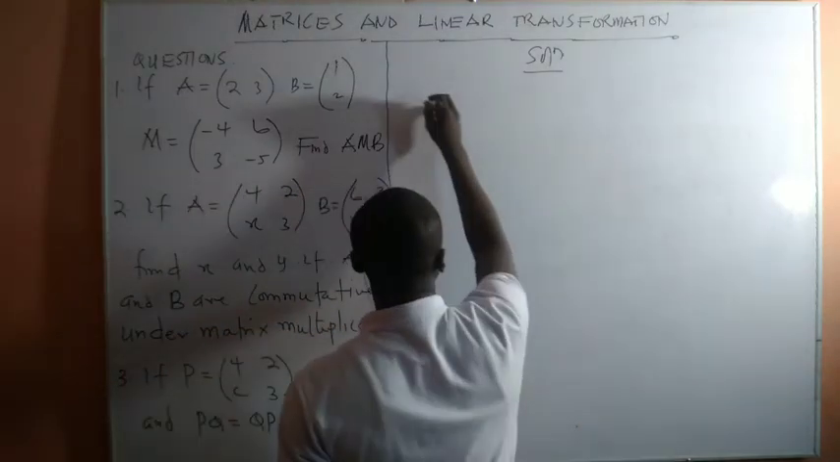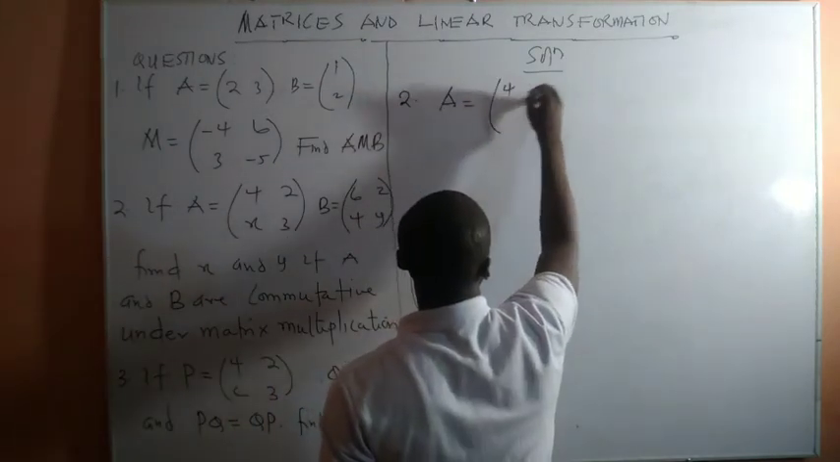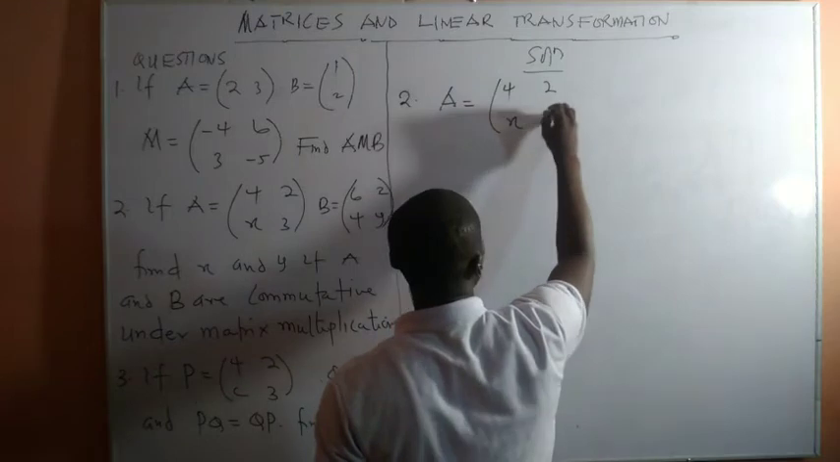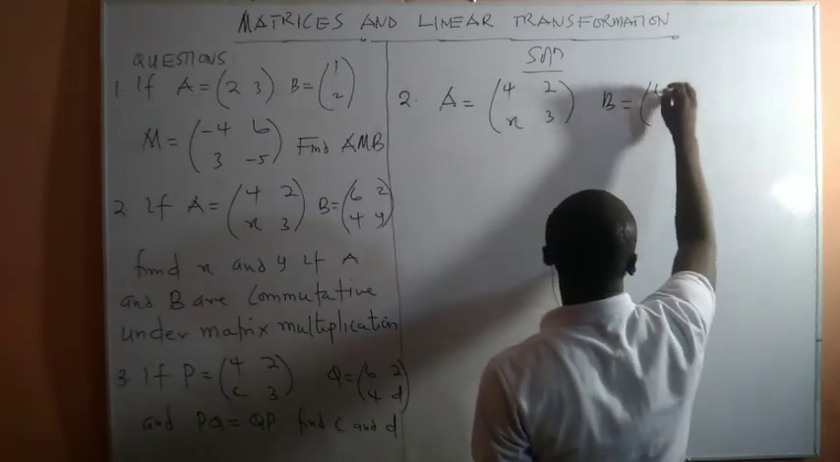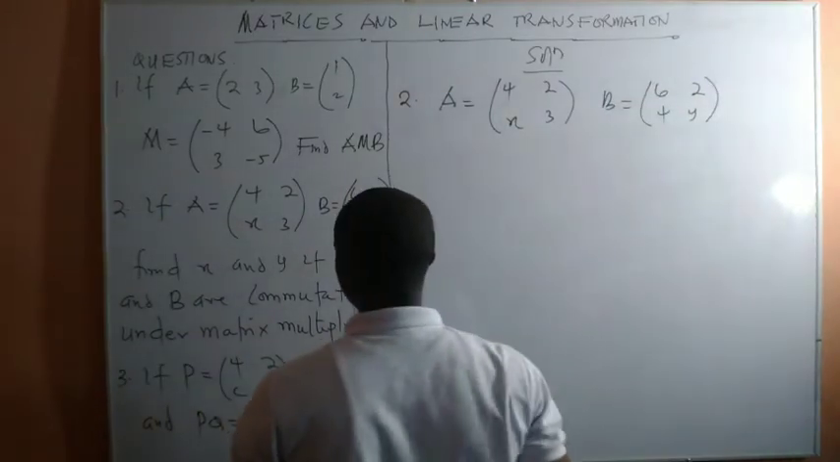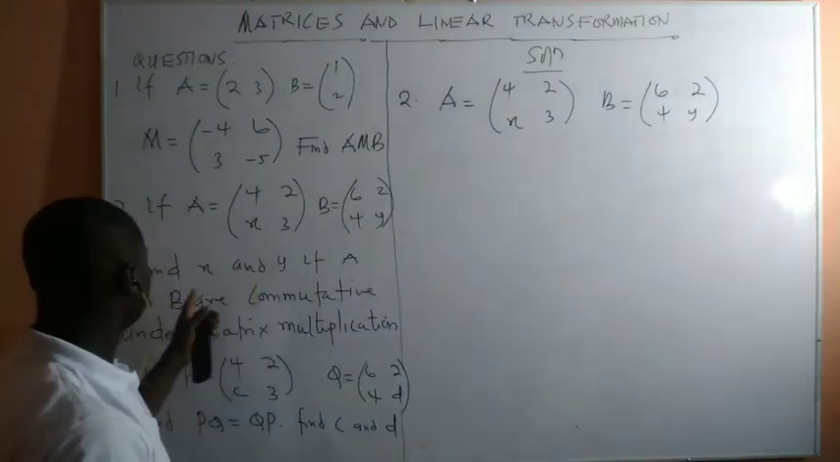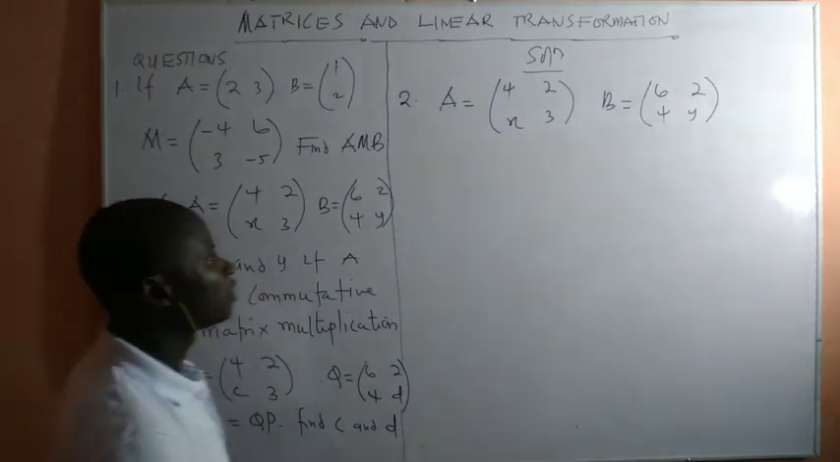Now, in question number 2, don't forget we are given the matrix A, which is [[4, 2], [x, 3]]. Then we have the matrix B, which is [[6, 2], [4, y]]. Now we have to find the values of x and y if A and B are commutative under matrix multiplication.